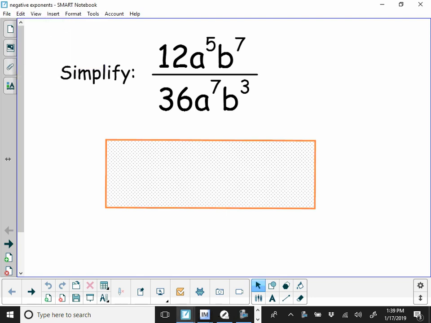Exponents. All of our exponent rules that we talked about earlier this week, or last week, or whatever it was, they all still apply, okay?